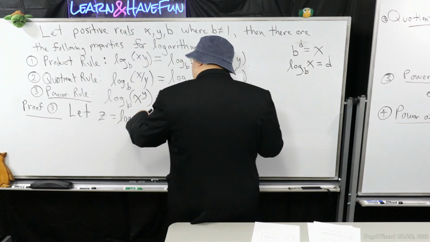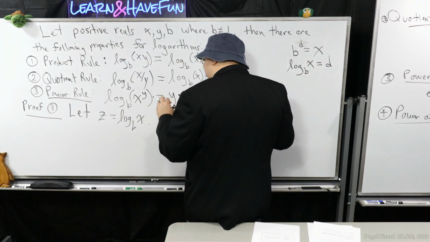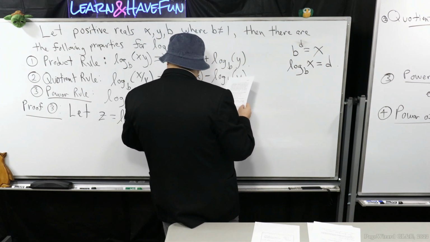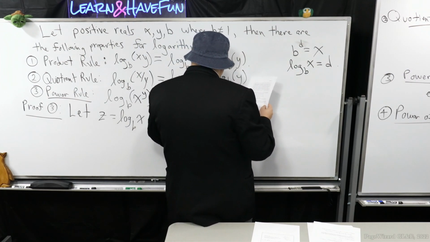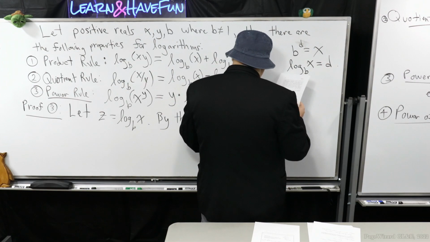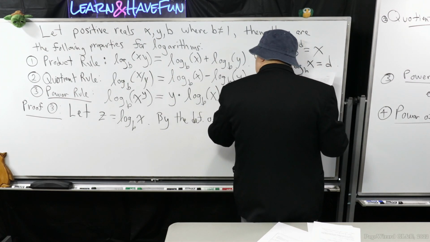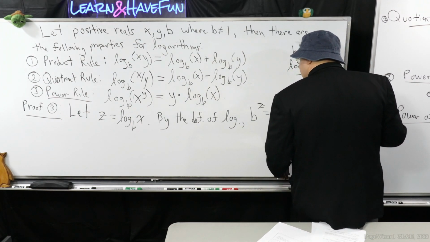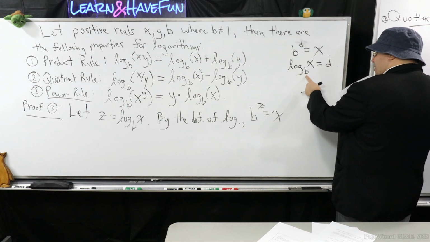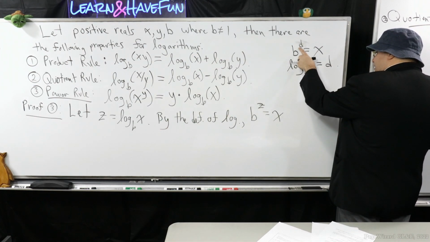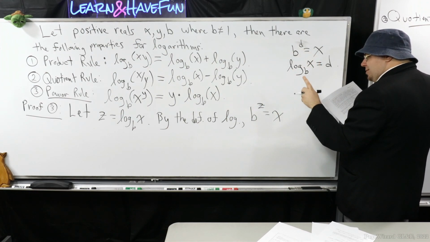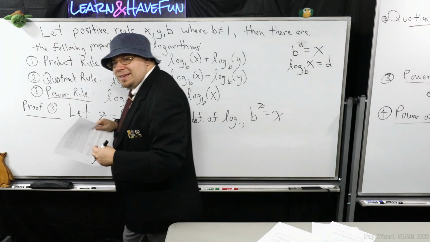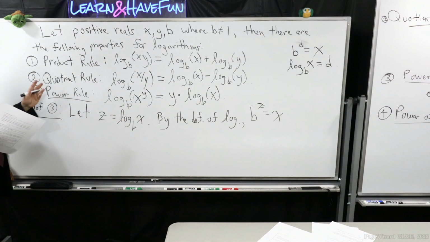If you think about this carefully, what I've just written here is not that much different from what I wrote right over here, right? So I'm just going to write out the definition of a logarithm. By the definition of a logarithm, it must be that b to the z is equal to x, right? If log base b of x is equal to d, then it has to be that b to the d is equal to x. So if z is equal to log base b of x, then b to the z is equal to x. So we have this.